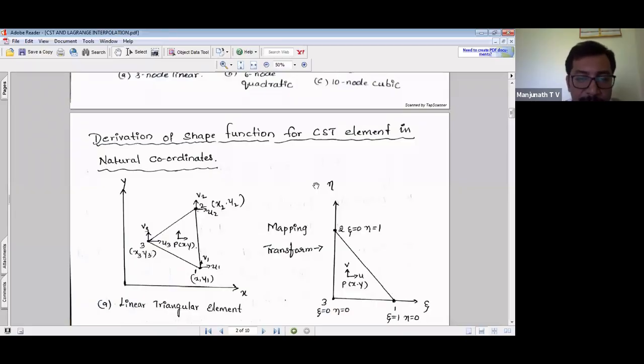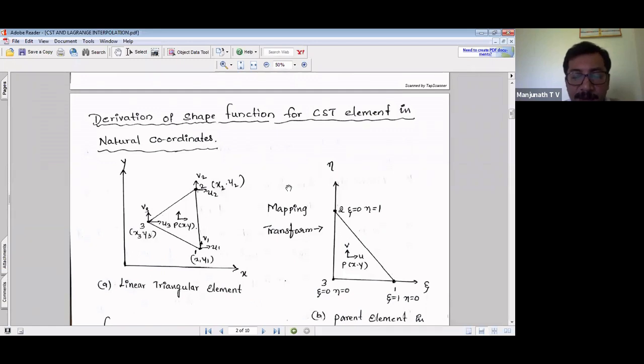So we are able to derive the shape functions for the constant and triangular element, and not only for those, for all types of elements we can obtain the shape functions in three ways. One, in the global coordinate system; second, in the natural coordinate system; third, in the local coordinate system or the area coordinate method. In these three methods we can obtain the shape functions for all types of elements.